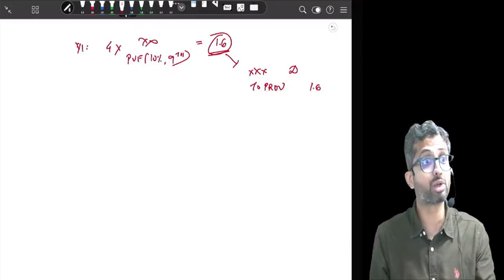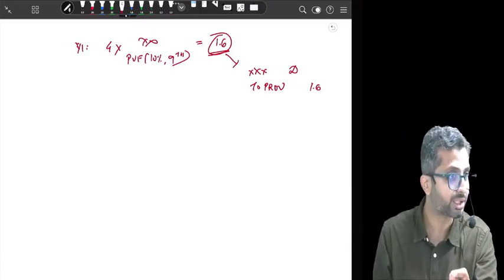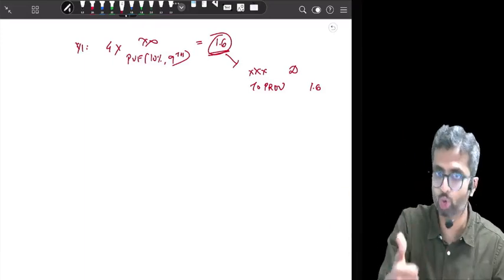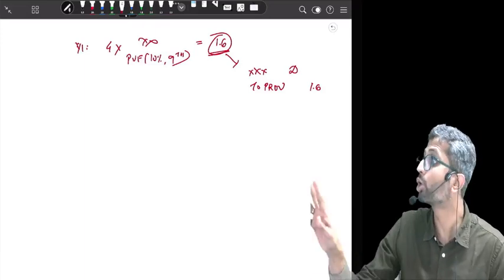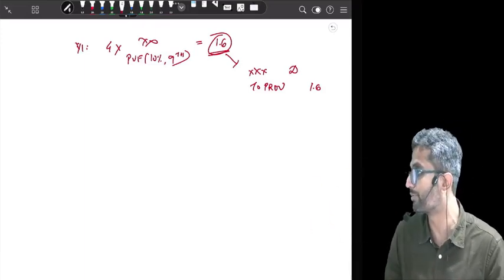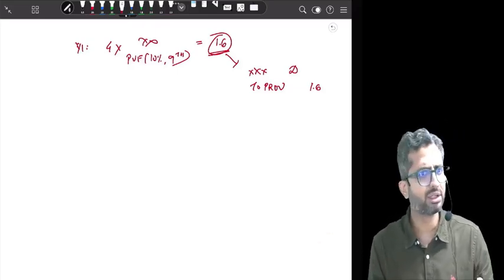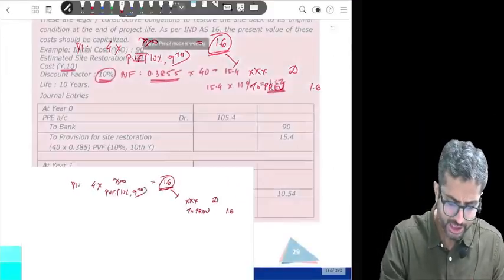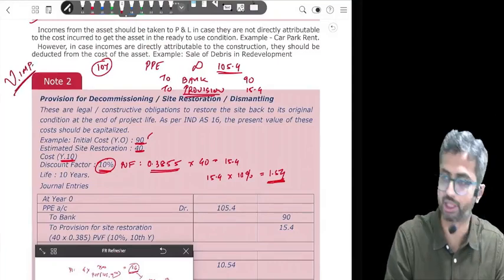So site restoration provision has to be created on a present value basis, later unwound. But the second effect will go to either PP if it is directly linked to construction of the asset, or to inventory if it is linked to extraction of resources or extraction of your inventory items. Are we clear with this? Any problems here? Okay, so this is regarding site restoration. I would rate this as one of the very important things of this.